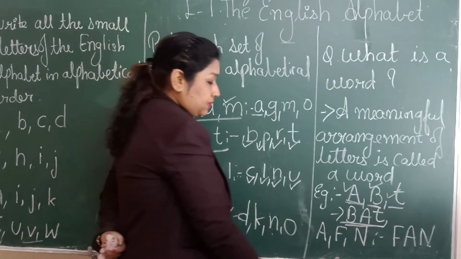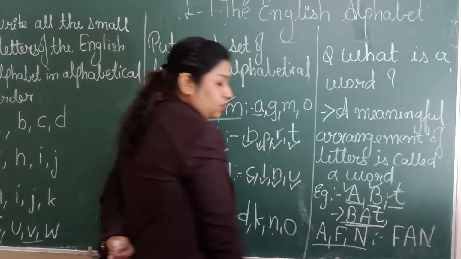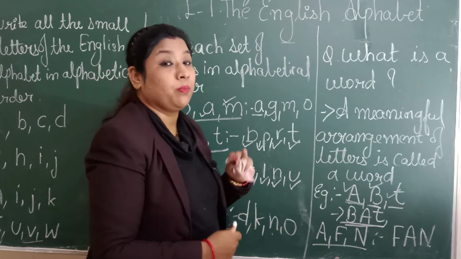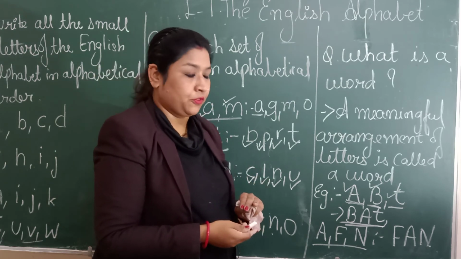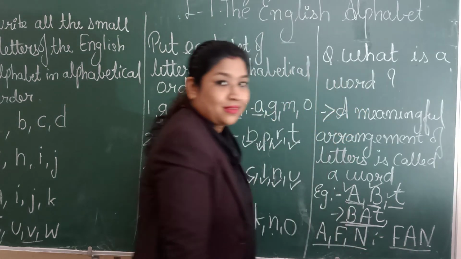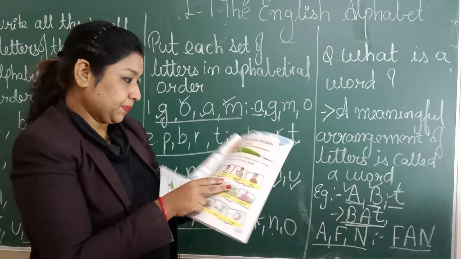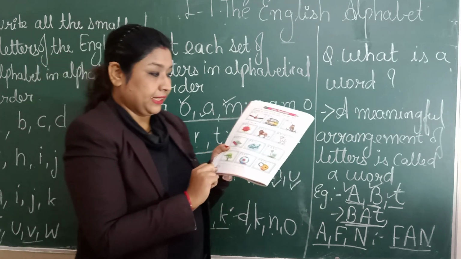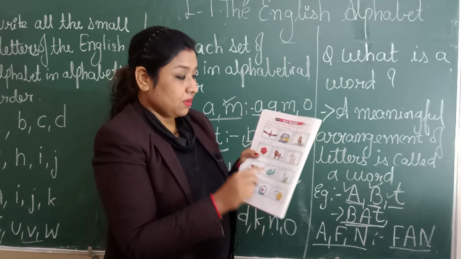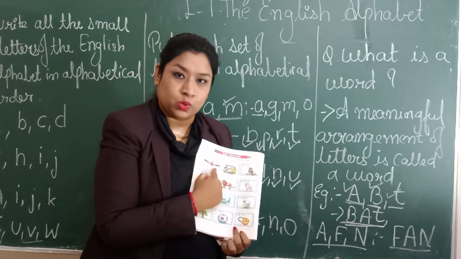Okay, now see the next one. A, F, N. What is A, F, N? Nothing. But if you want to make this a meaningful word, how will we write? F, A, N, fan. Okay, if you see page number 8 of your English grammar, many words are arranged here and you have to write a meaningful word.